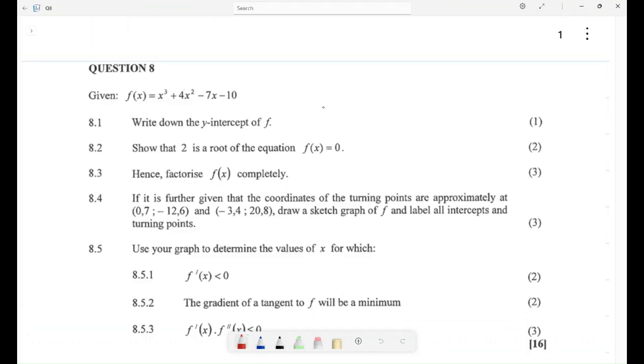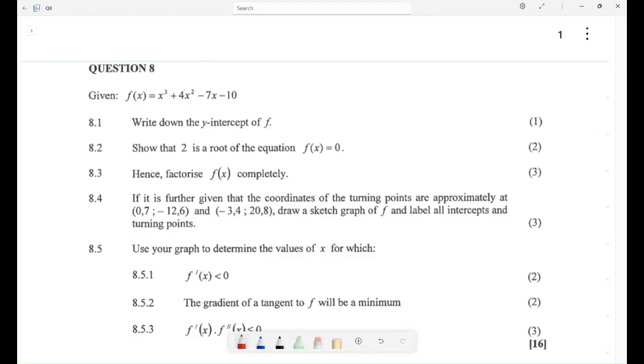Continuation of May-June 2023 question paper. Now looking at question 8. All right, on question 8, we have what we call cubic functions. Okay, now let's just dive into it. Given f of x is equal to x cubed plus 4x squared minus 7x minus 10. All right, this is the equation.